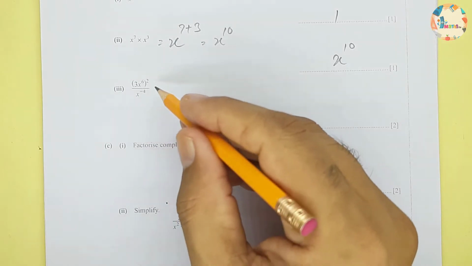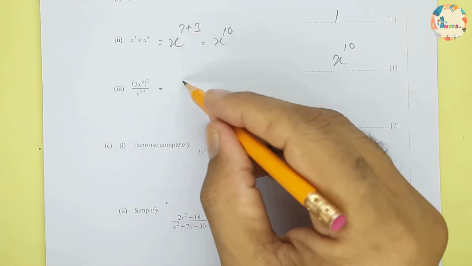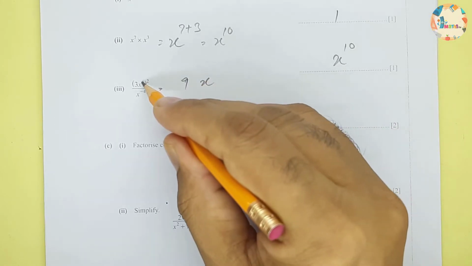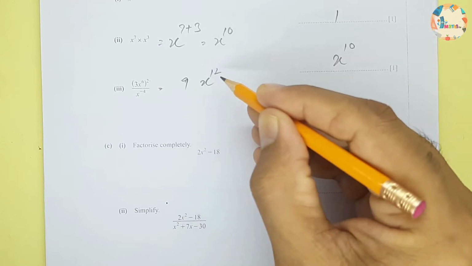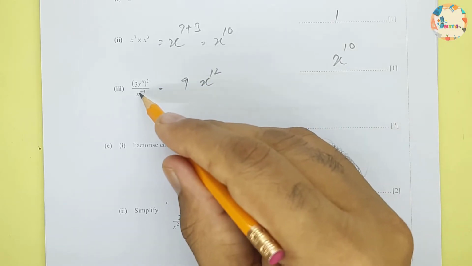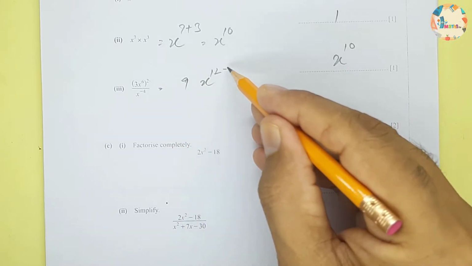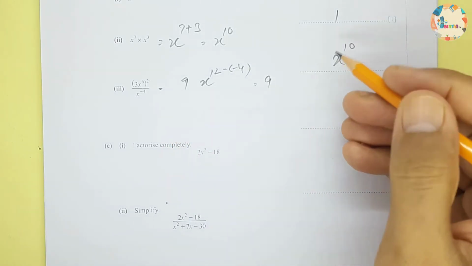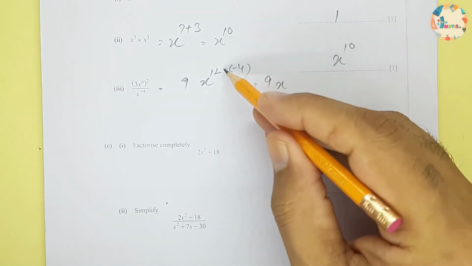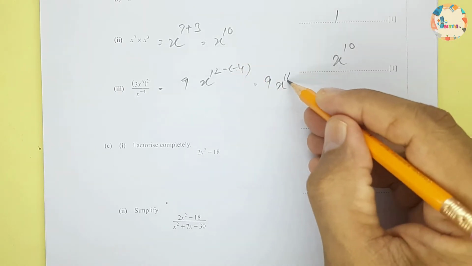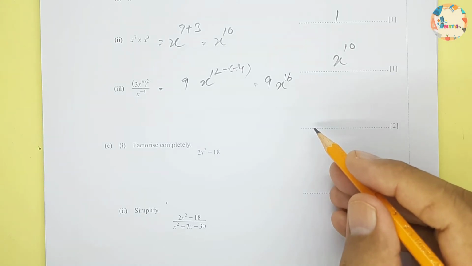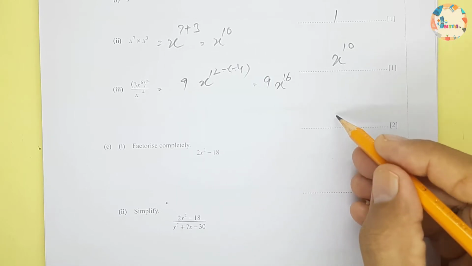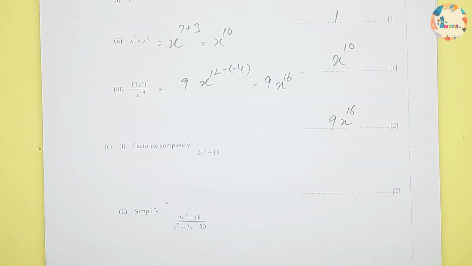Now this one is square. We can take square of this one, like 3 square will be 9, and x will be 6 into 2 will be 12. So this one is power of the power. Now this one will be minus 4 because it's division. So now we can solve this one. 9x raised to power, this will be minus plus, so 12 plus 4 will be 16. So it will be 9x raised to the power 16.